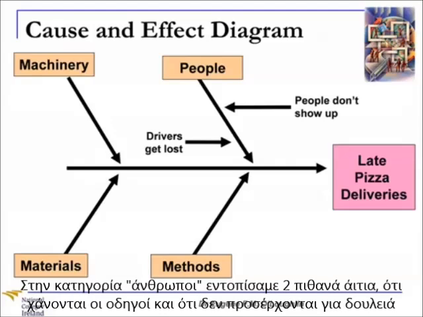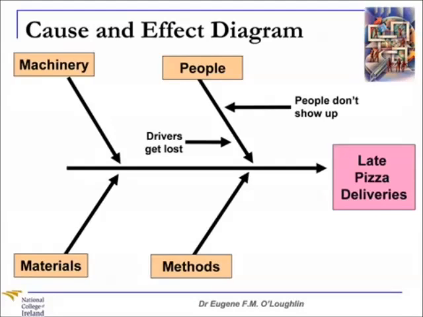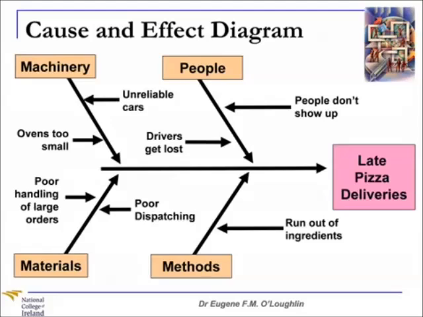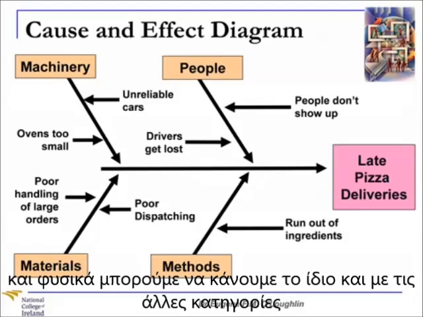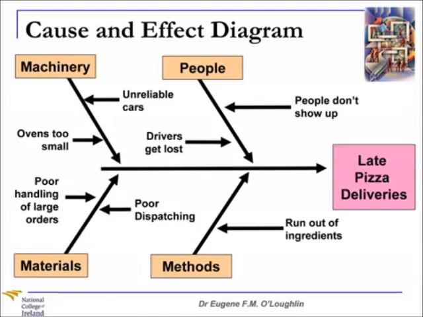And under the people category, I have identified two possible causes as to why people might be causing late deliveries of pizzas, and these are that people don't show up or that the drivers get lost. And then I'm going to do the same for the other three categories. So under machinery, I've got unreliable cars and ovens being too small. Under materials, I've got poor handling of large orders and poor dispatching. And finally, under methods, I've got run out of ingredients. There may well be others at this level, but let's stick to these ones here for the moment.